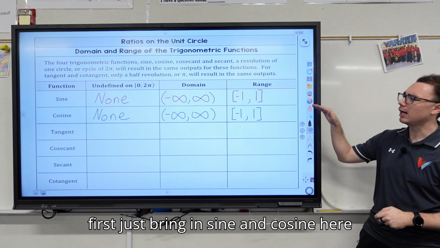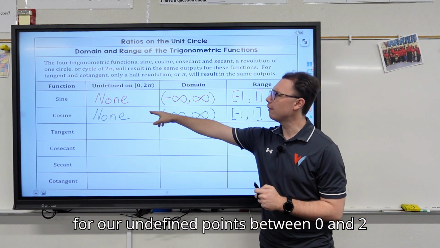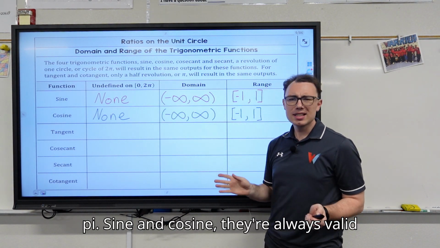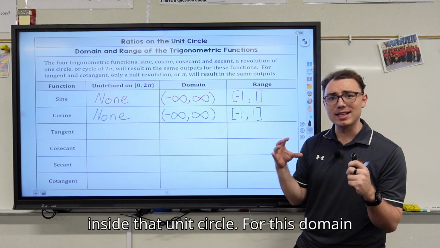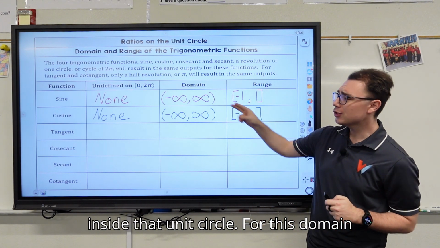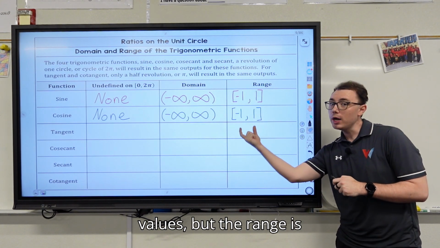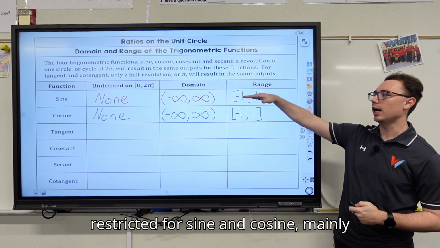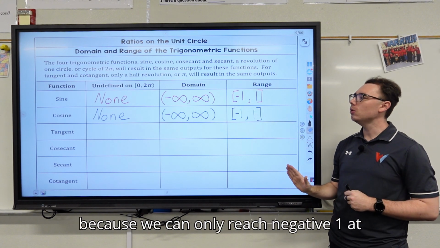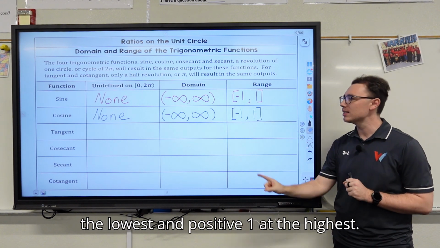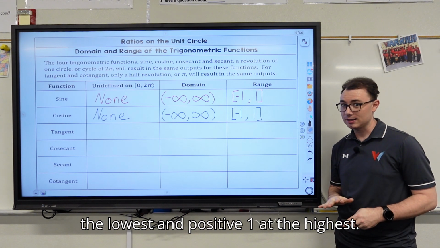So let's first bring in sine and cosine here. For our undefined points between 0 and 2 pi, sine and cosine are always valid inside that unit circle. For this domain, we're able to plug in any of those values, but the range is restricted for sine and cosine, mainly because we can only reach -1 at the lowest and +1 at the highest.